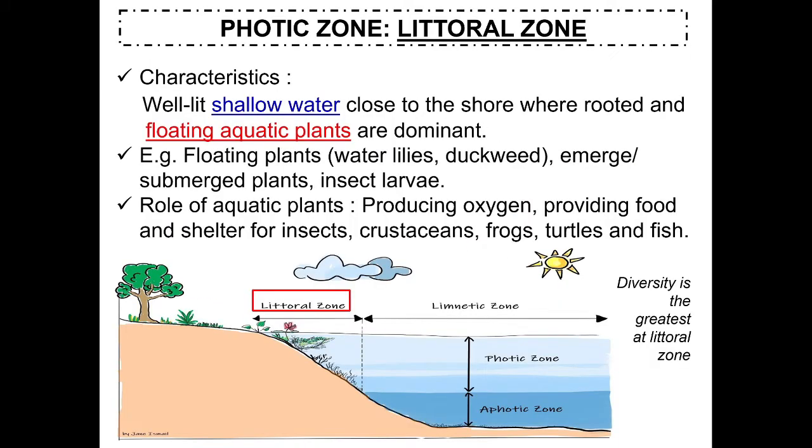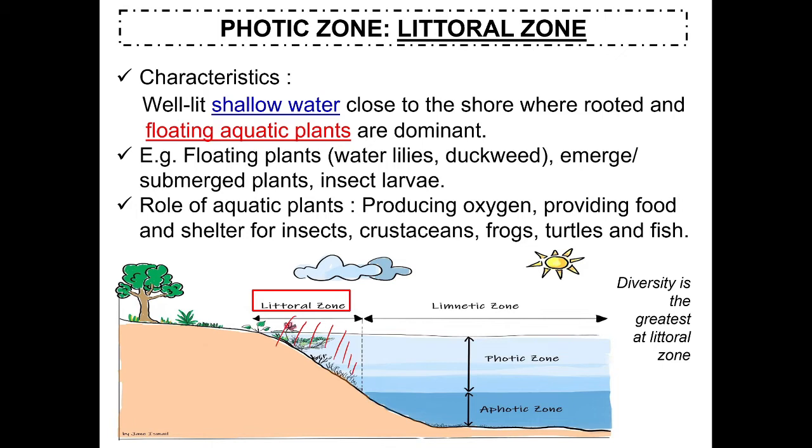While the aphotic zone does not receive light, the photic zone also includes the littoral and limnetic zones, so they can be overlapping. In the photic zone, we have the littoral and the limnetic.